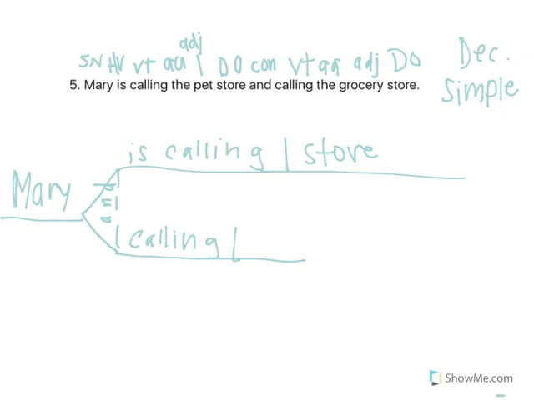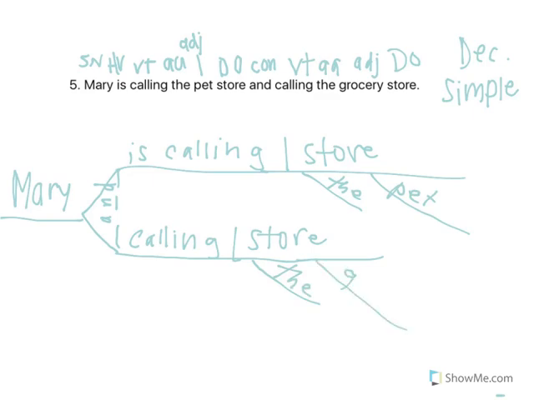And it is the same way in the second part of the sentence, calling store. She's calling the store. The modifies store. And pet modifies store. It's telling us what kind of store. And then again, the modifies store. And grocery modifies store. It's telling us what kind of store? Grocery store. So Mary's calling the pet store and calling the grocery store.